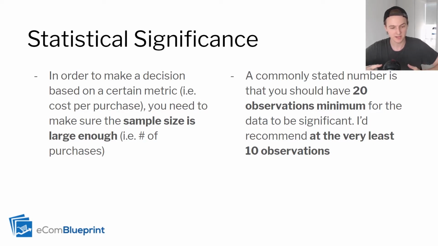You need to understand that if you have a small sample of data, which means if you don't have a lot of data, for example, if you are evaluating the cost per purchase of an ad set, but you only have one or two purchases, that means you have a very small sample size of purchases. And with a small sample size, it's a lot more affected by randomness. With a small sample, one or two purchases, that's basically random.